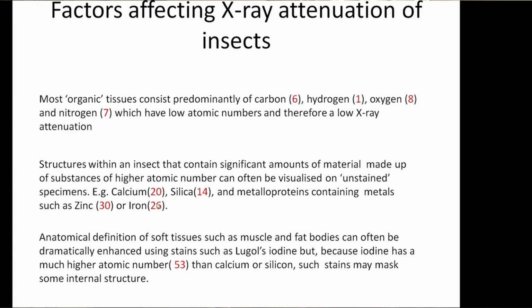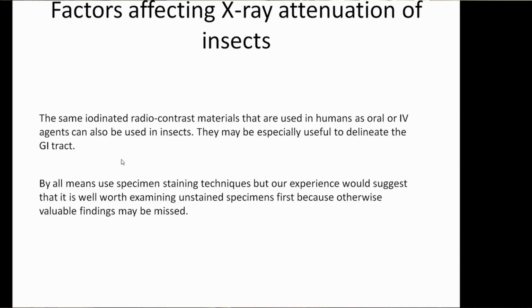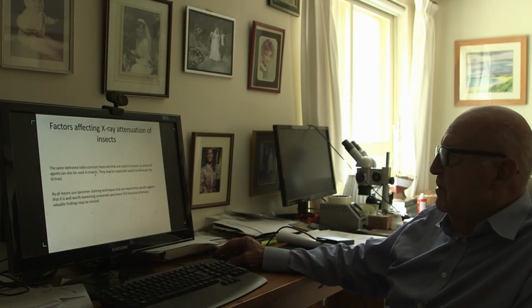Now, it isn't just a question of being a bit higher. The degree of attenuation alters with the third power of the atomic number. So these stains make an enormous difference. Now, the same iodinated contrasts that you use in humans, either given orally or administered intravenously, can be used in insects, and as you'll see in a moment, they can be particularly useful in delineating the gastrointestinal tract.